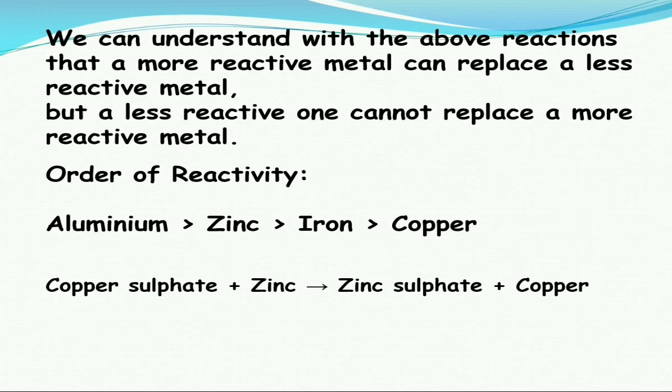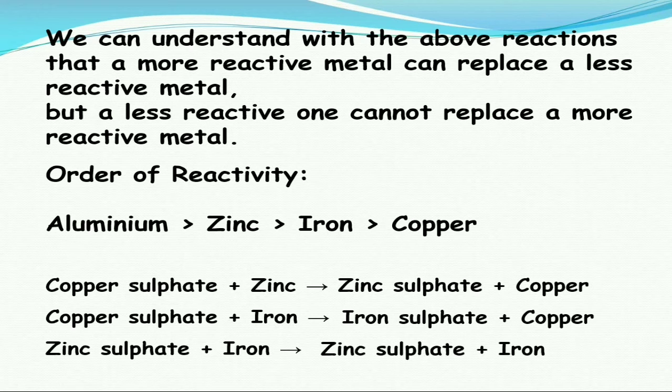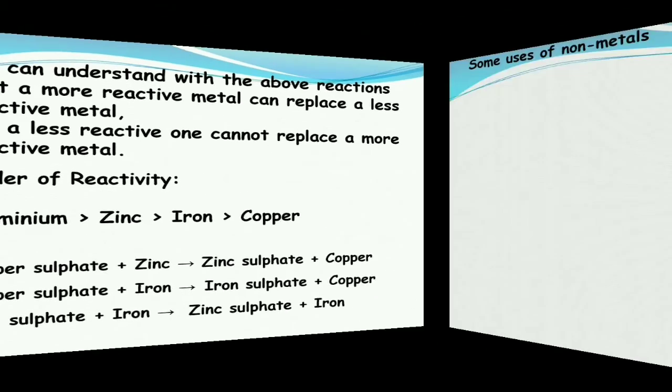So copper sulfate plus zinc gives rise to zinc sulfate plus copper. Copper sulfate plus iron gives rise to iron sulfate plus copper. And zinc sulfate plus iron gives rise to zinc sulfate plus iron.